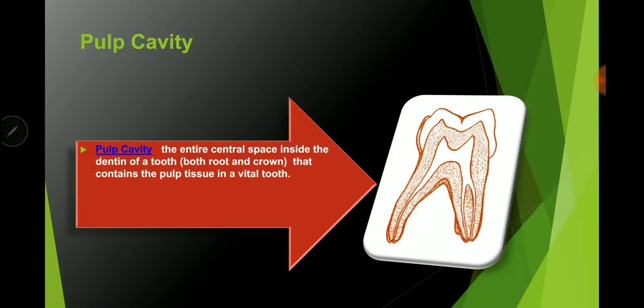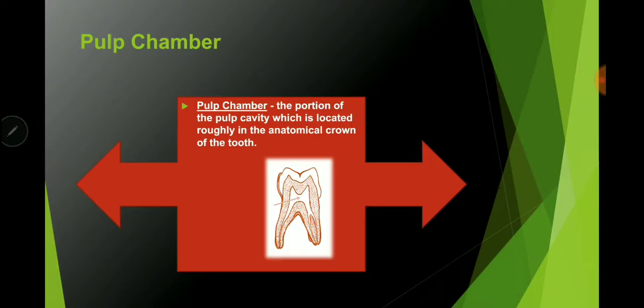So pulp cavity. What is a pulp cavity? The pulp cavity is the entire central space inside the dentin of a tooth, both the root and the crown, that contains pulp tissue in a vital tooth. And the pulp chamber is the portion of the pulp cavity which is located roughly in the anatomical crown.